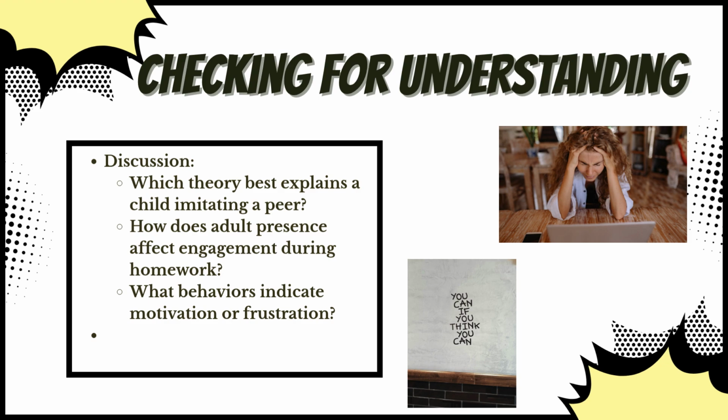So let's look at a few questions here. Which theory best supports or explains a child imitating a peer? You guessed it, it's social learning theory, because they learn through observing and modeling others.